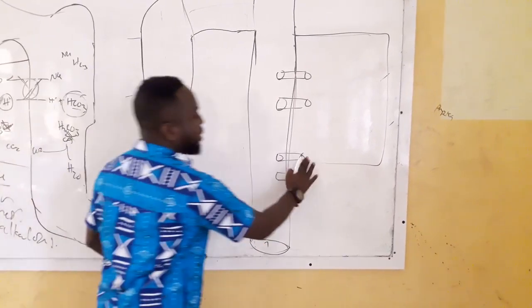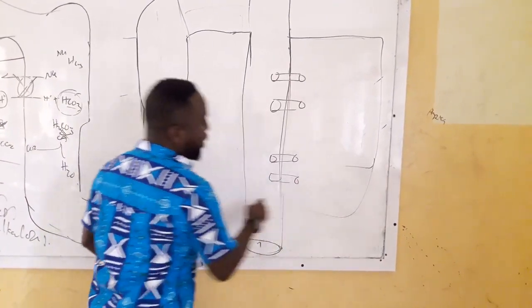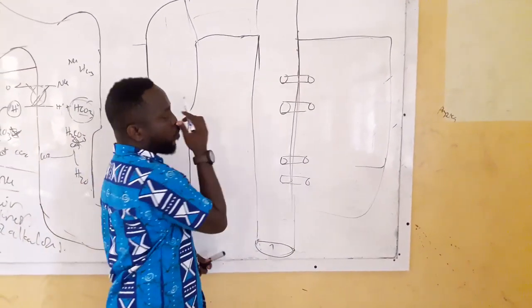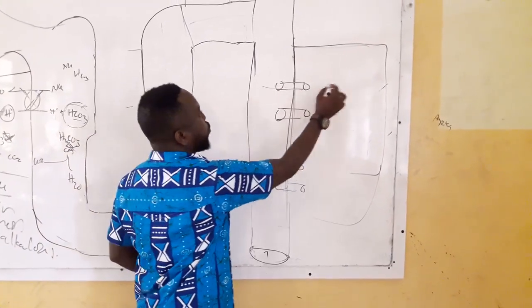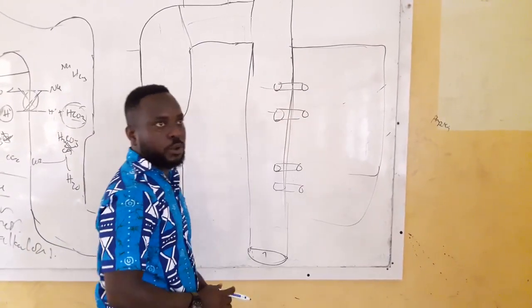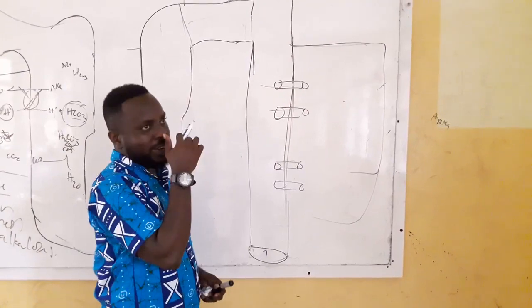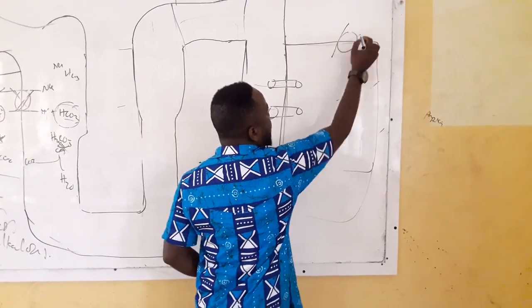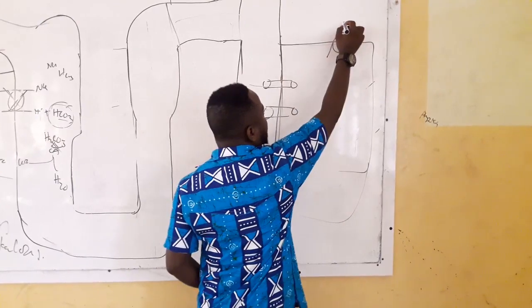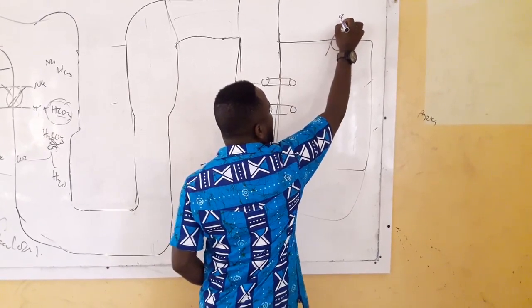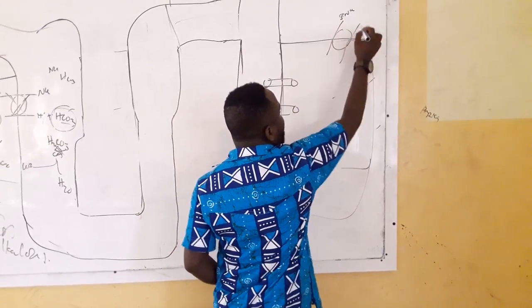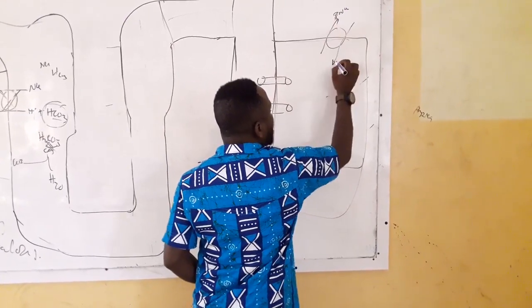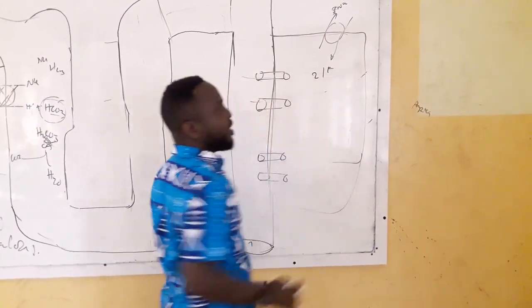And what are these channels doing? The sodium channels over here constantly pick sodium and pump it into the cell. And as I said, at the basolateral membranes of every cell, we have the sodium potassium pump. The sodium potassium pump constantly takes 3 sodium out and brings what? 2 potassium inside the cell.